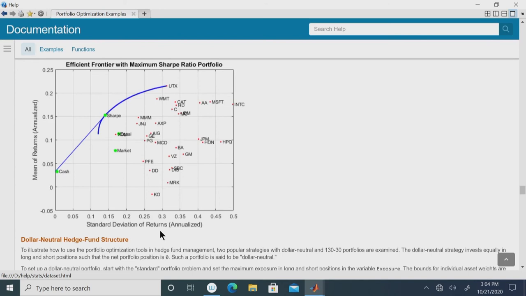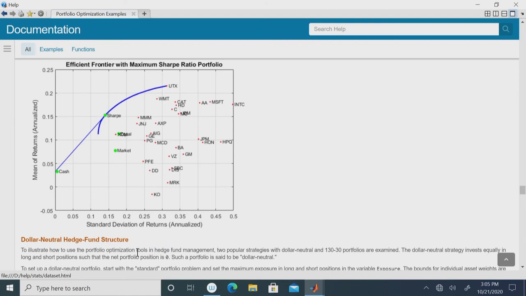I will explain this in a narrative fashion because this is something that we have not done in the lecture, but nevertheless it gives you an interesting insight into more sophisticated approaches of financial investment. These are what are known as a dollar neutral hedge fund structure, and the second one is what we call the 130-30 fund structure. The commands here make use of the portfolio optimization tools in hedge fund management.